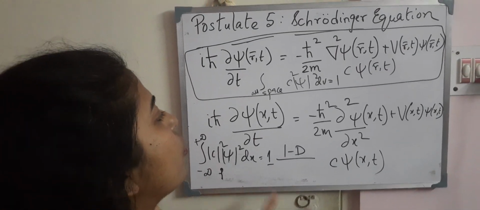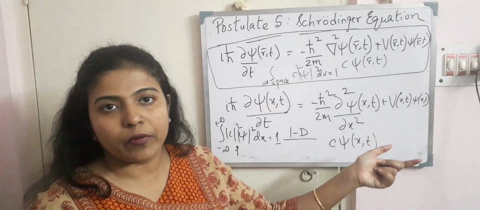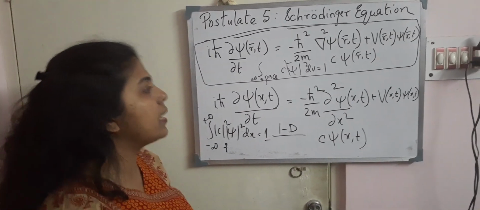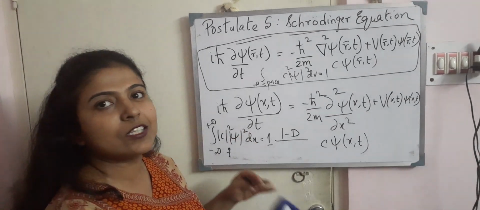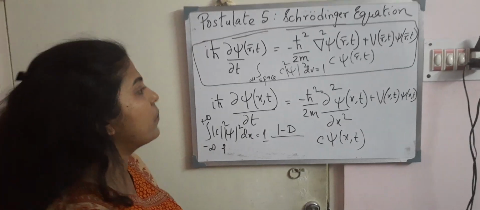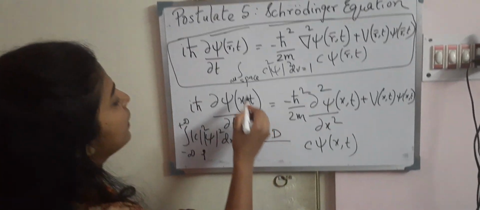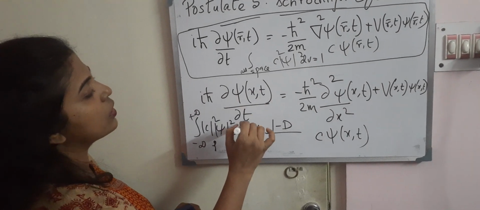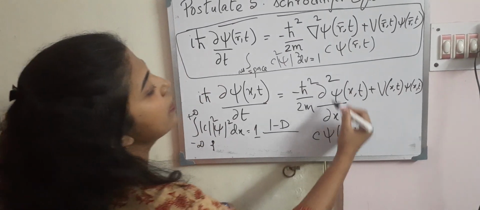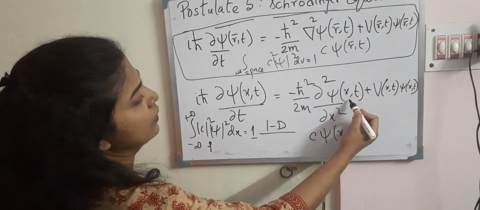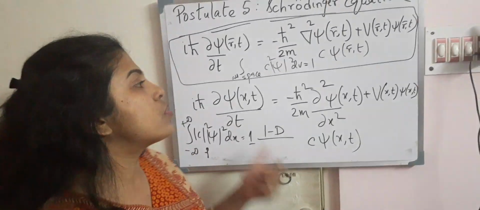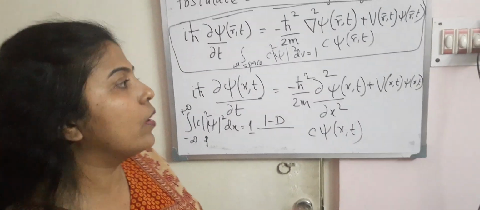Now we should know the technique of how to solve this Schrödinger equation. Because it's a second order partial differential equation, it is not that easy to solve. On the left hand side, you have the dependence on time, and ψ is a function of x and t here. On the right hand side, it is ∂²/∂x², and here also ψ depends on both the space coordinate and time. So there should be a definite technique that we need to know to solve this equation. Now I will talk to you about this technique.